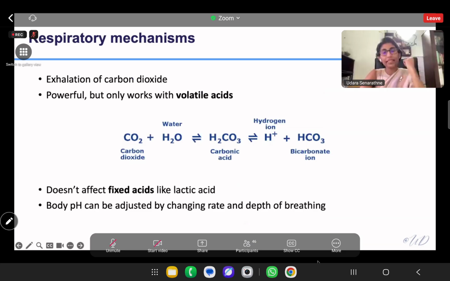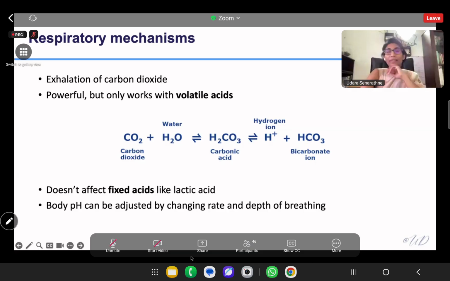So let's look at these compensatory mechanisms. In the lungs, you excrete carbon dioxide. It's a quite powerful way of expelling acids, because carbon dioxide can be put out with the effect of the lungs, and this is also very useful for volatile acids, where you don't need the help of carbon dioxide. You can just put the acid out.